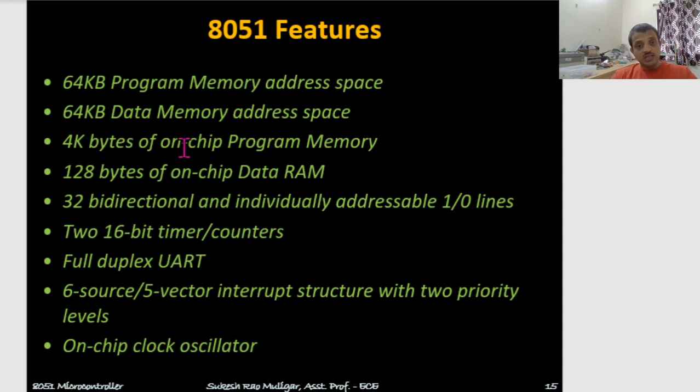Internally, it has only 4 kilobytes of program memory and 128 bytes of data RAM. There are 32 bidirectional IO ports, two 16-bit timers, a full duplex UART for serial communication, interrupt sources, and an on-chip clock oscillator. So these are the basic fundamental features of the 8051.